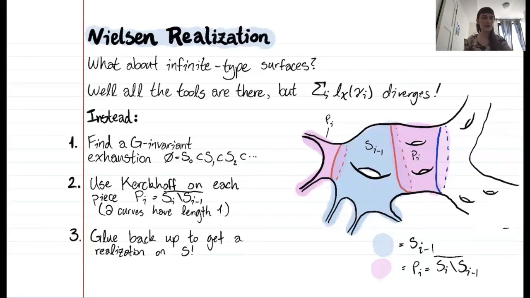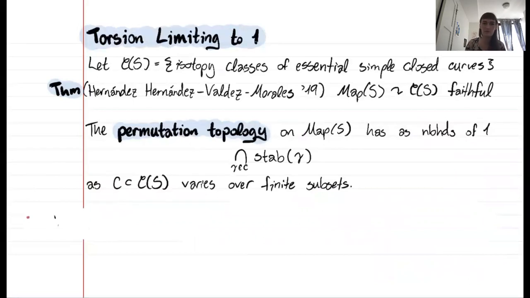So what I'd like to do with my remaining time is tell you about group theory. So let's go to our first theorem. That theorem was about torsion limiting to the identity. But before I tell you about the theorem, I just want to tell you about the topology of the mapping class group of S. So let's let C of S denote the set of isotopy classes of essential simple closed curves on our surface. So this is a countable set. It's a theorem of Hernandez, Valdez, and Morales that the action of the mapping class group of S on C of S is faithful.